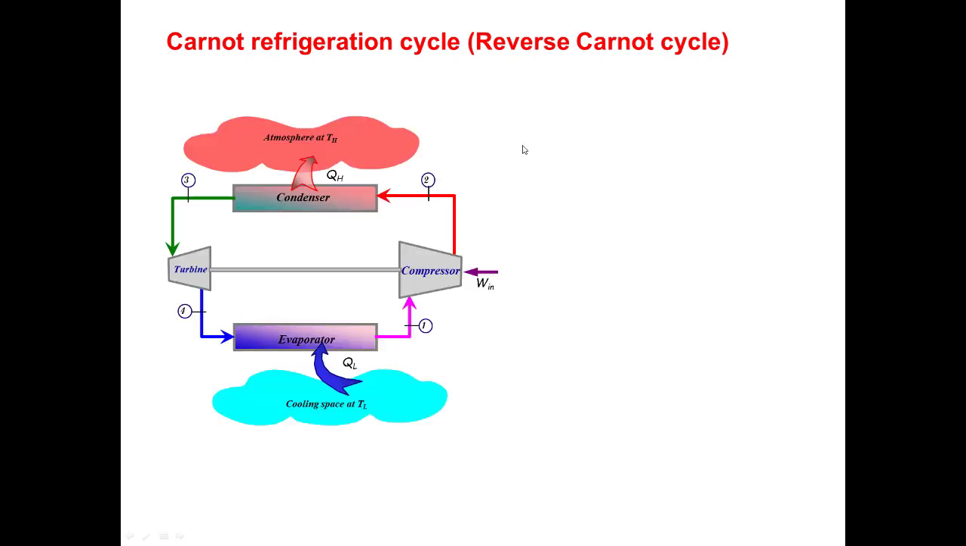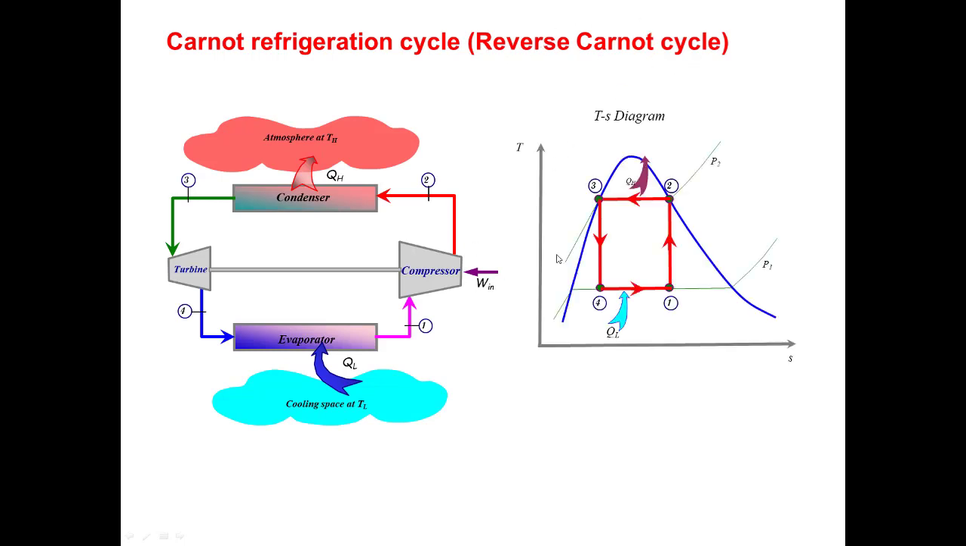We also call it a Carnot refrigeration cycle or a reverse Carnot cycle because it is the reverse of the Carnot cycle. As we saw in the case of the heat engine, it works opposite to that. That's why it's called a reverse Carnot cycle. Now in case of Carnot cycle, you can see the four components like the evaporator, compressor, condenser, and then the expansion device. Expansion device can be like a throttling device, it can be a turbine. So let's see how it is working.